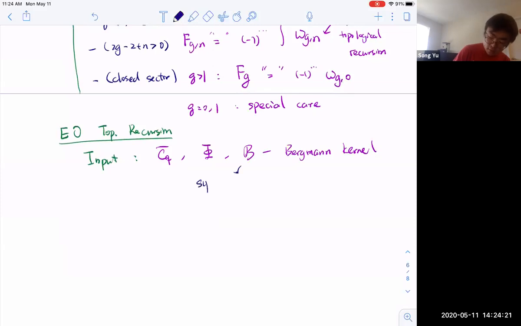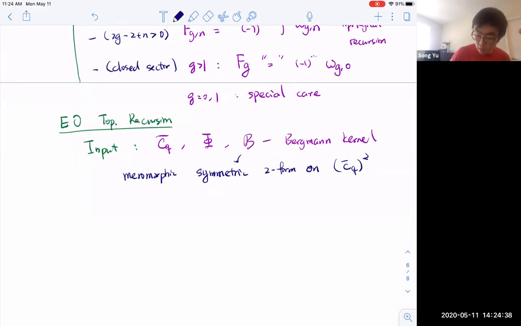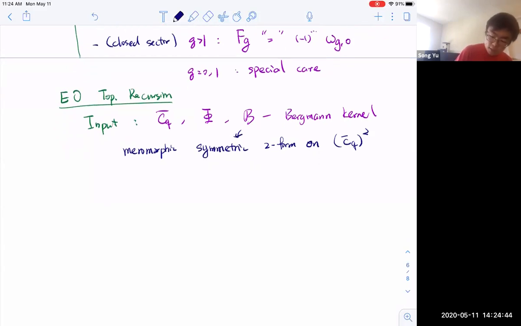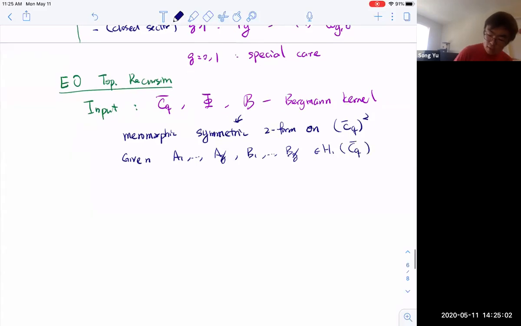This is a symmetric meromorphic symmetric two-form on the twofold product of the mirror curve. It has the following properties. If we're given a symplectic basis, A_1 to A_g, where g is the genus of the compactified mirror curve, and B_1 to B_g, just a symplectic basis of the first homology group.